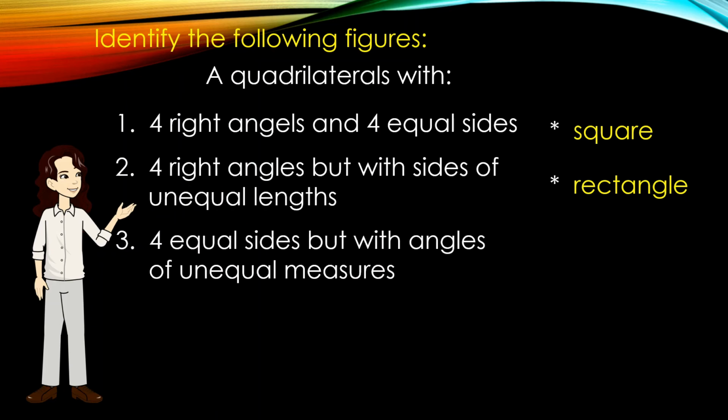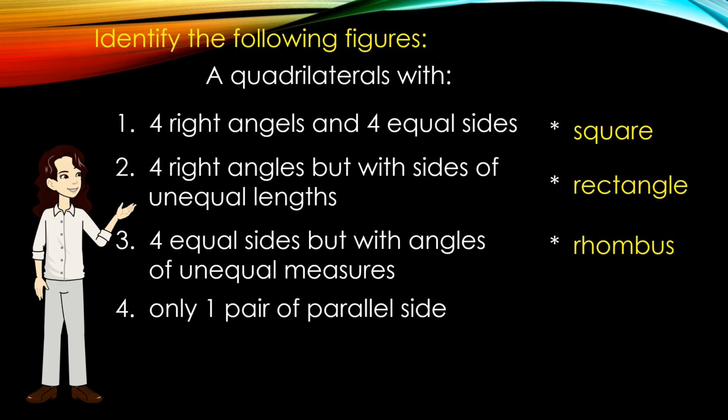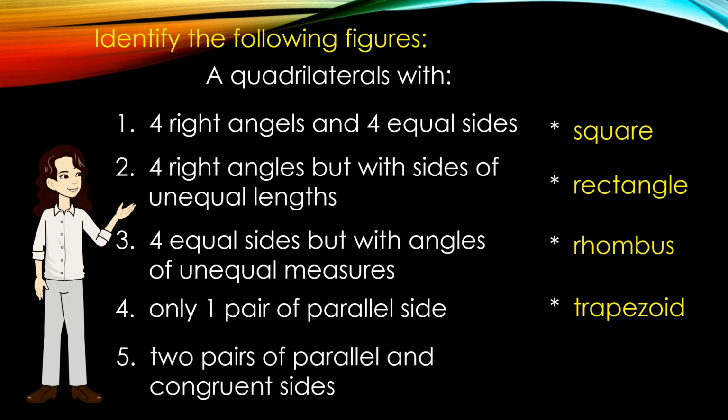Next. 4 equal sides but with angles of unequal measures. 4 equal sides, and that is a rhombus. Number 4, only one pair of parallel sides. Only one pair of parallel sides is a trapezoid. Correct. And two pairs of parallel and congruent sides. Two pairs of parallel and congruent sides is called a parallelogram. Correct. So those will be the figures.